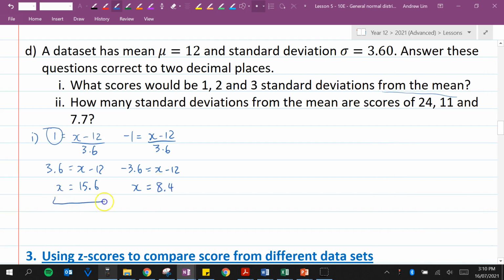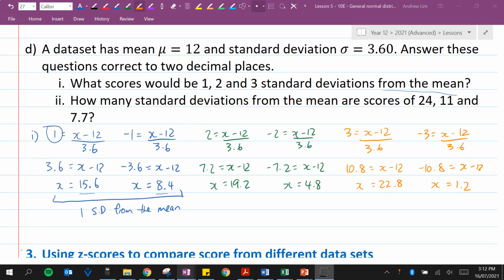So these two scores are 1 standard deviation from the mean. It's just that this one's above it, this one's below it. And we can do the same thing for 2 and 3. So maybe I'll get you to pause the video, have a go with 2 and 3.